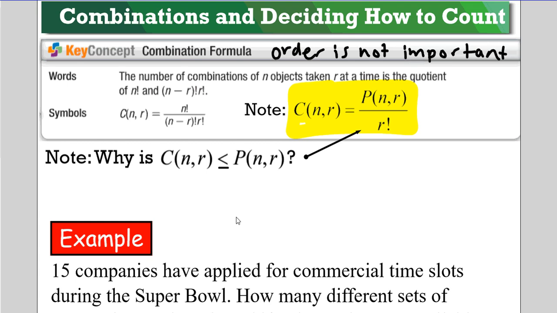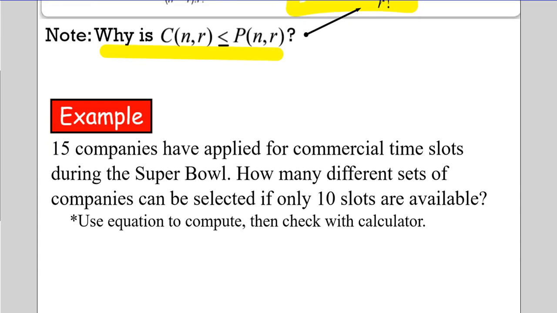So there's a little note here. Think about this. Why is the number of combinations always going to be less than the number of permutations? Well, there's a couple ways. Philosophically, if order is no longer important, then obviously you're not going to have as many unique rearrangements, because order being important is what gives you all the different possibilities. Mathematically, because you're dividing by something, you're always going to have a smaller number for the combinations. Let's try some examples.